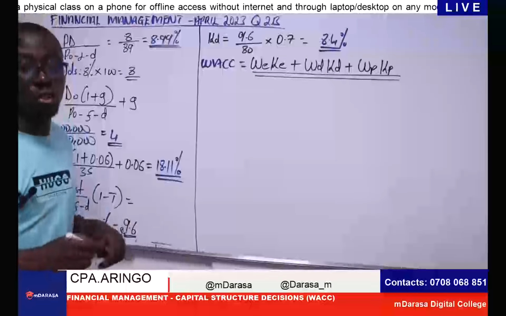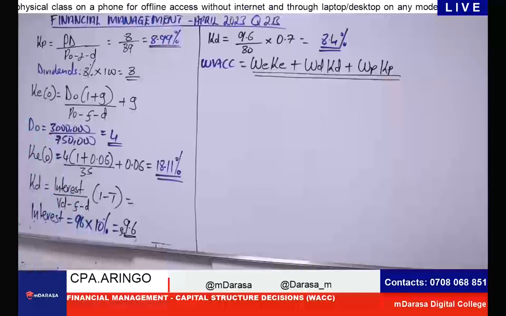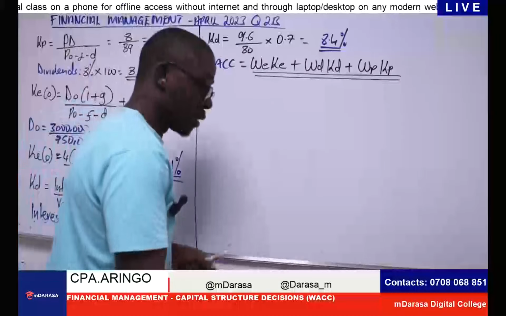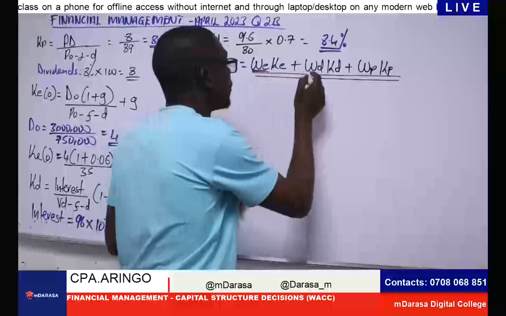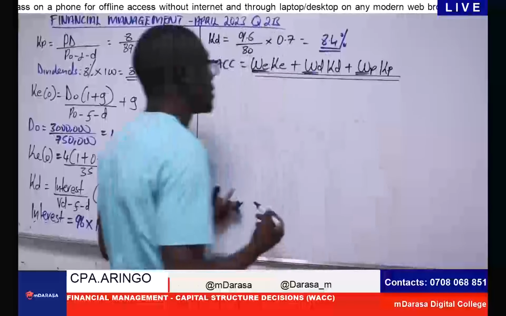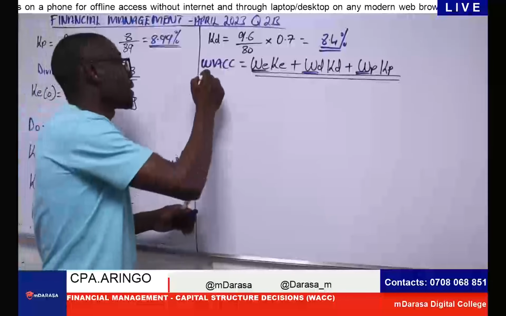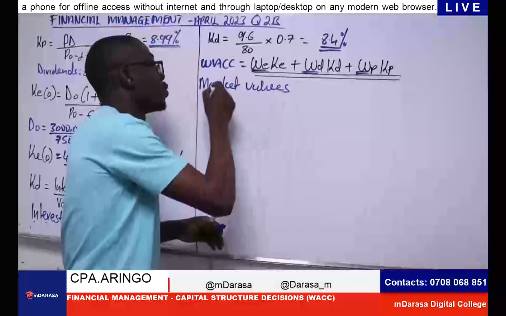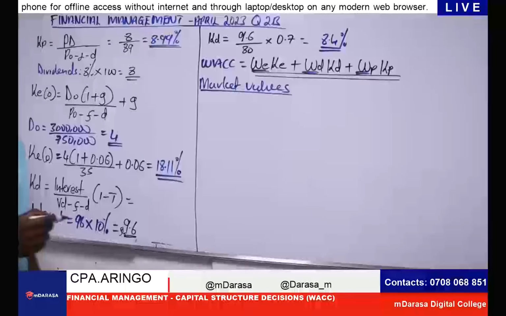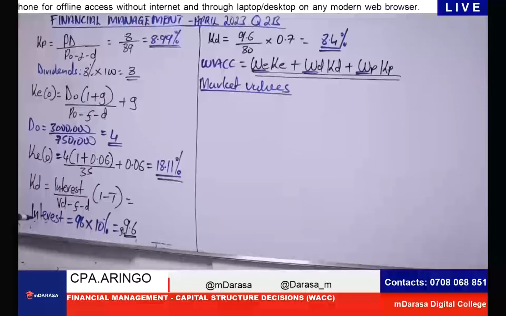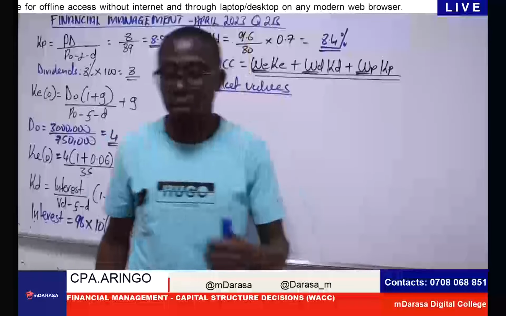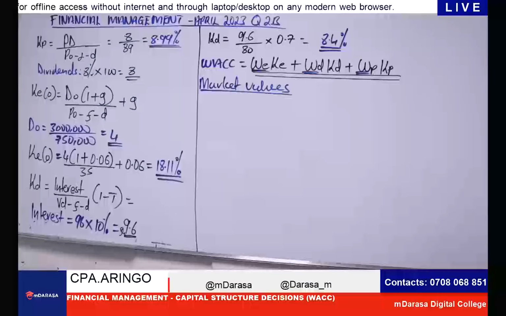The most important question and the most important trick that you should understand at this point is determination of the weights. How are we going to determine these weights? To determine our weights, my good students, we have to use what? For the purpose of WACC, we have to use our market values. So weights under WACC, we normally consider our market values of these component costs. And to know the market values, you consider the capital structure.